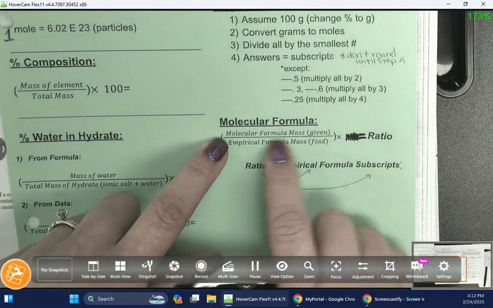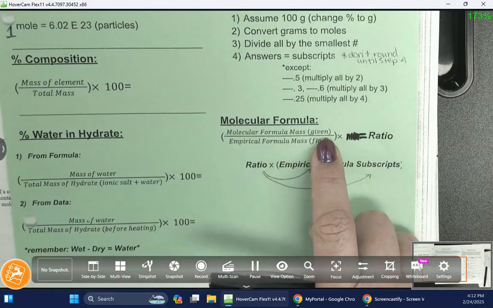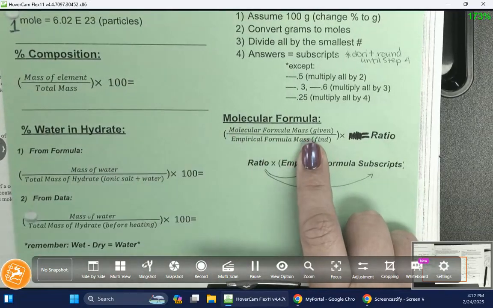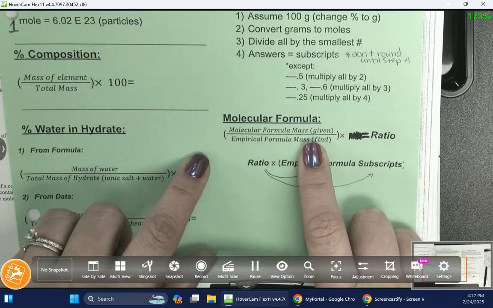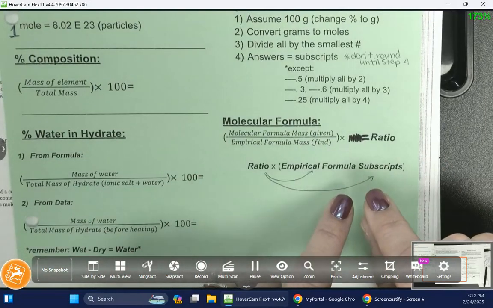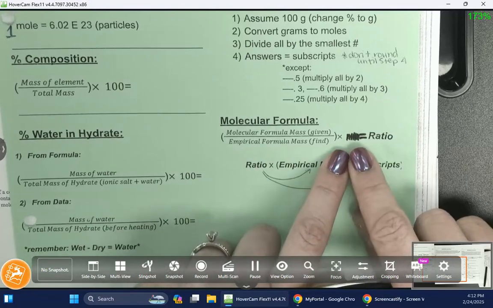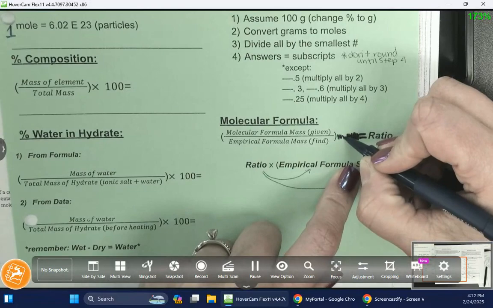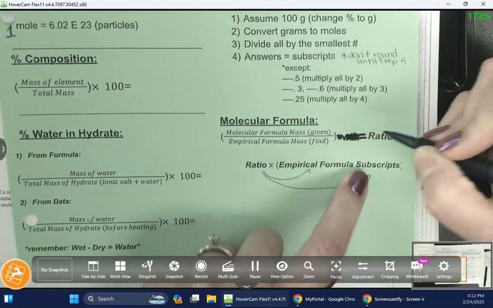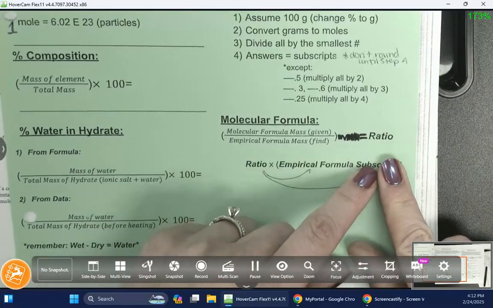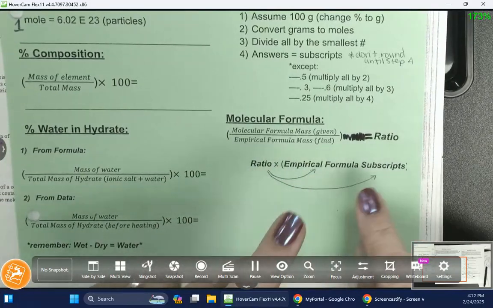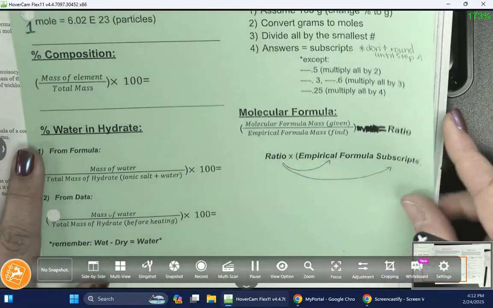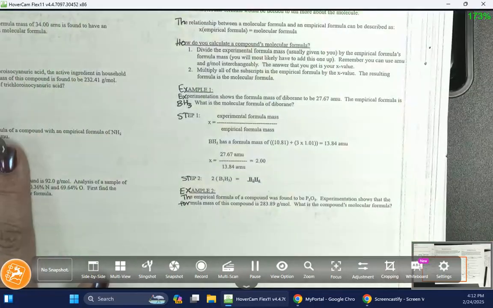But it is going to be molecular formula mass, which is usually given to you, over your empirical formula mass. That's usually one that you would have to calculate. That is going to give you some sort of a ratio. So actually, all of that's going to go away. It gives us a ratio, and then the ratio times your empirical formula subscripts is what we're going to get for a molecular formula. Okay, so I'll go through and fix your green pages.